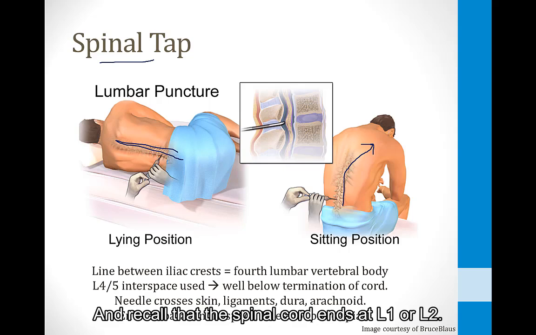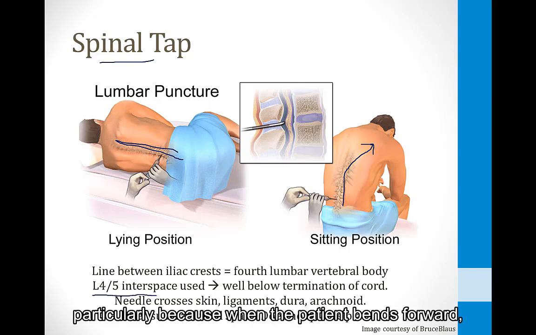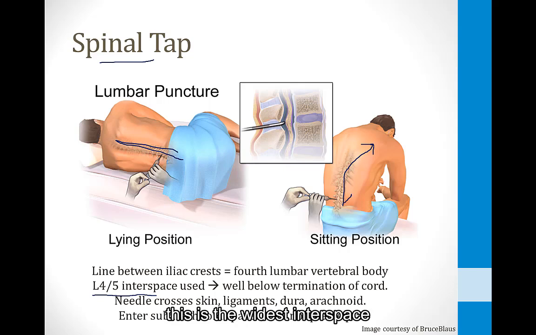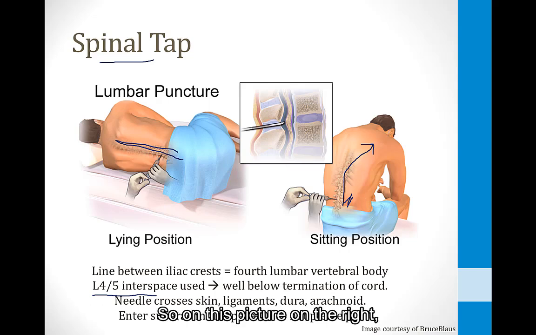And recall that the spinal cord ends at L1 or L2, so you want to be below that area. If you were at or above that area, you'd push your needle into the spinal cord and cause nerve damage. The ideal space is L4 or L5, particularly because when the patient bends forward, this is the widest inner space, so it's easy to get the needle in there. And the way you find it is by feeling for the iliac crests and then drawing a line between them with your finger. So on this picture on the right, this man's iliac crest might be here. You could feel that with your fingers and then draw it across to the other one, and that's where you want to go for L4, L5.